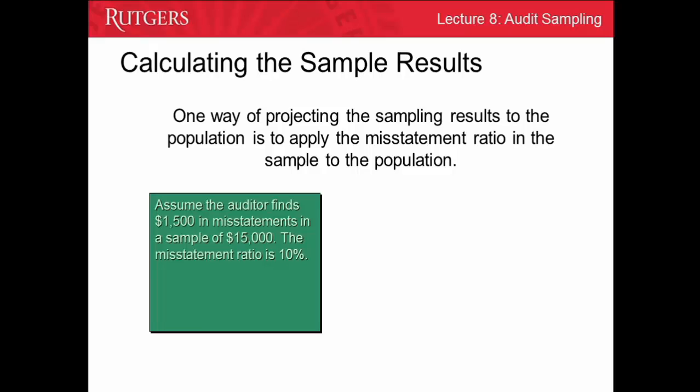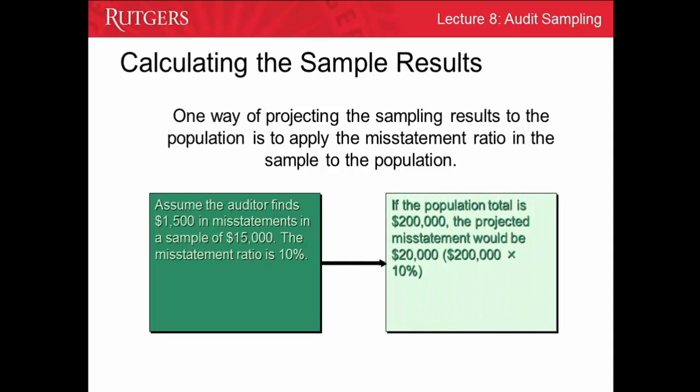$1,500 in a sample totaling $50,000, the misstatement ratio in the sample is 10%, which is equal to 1,500 divided by 50,000, and that ratio is applied to the population. If the total population is 200,000, then the projected misstatement using the ratio approach will be 20,000.